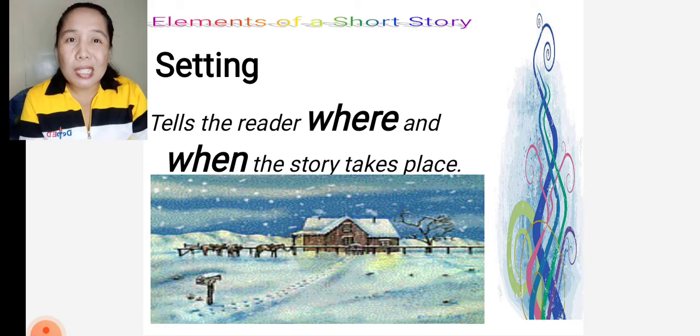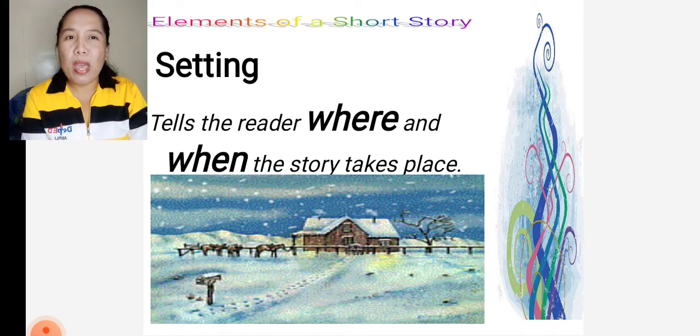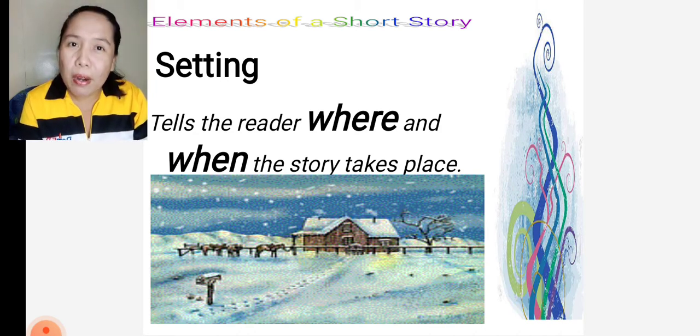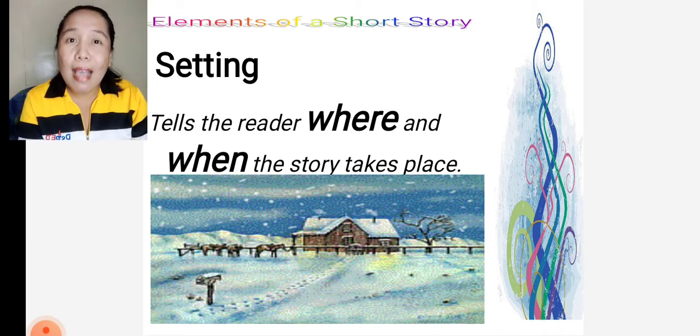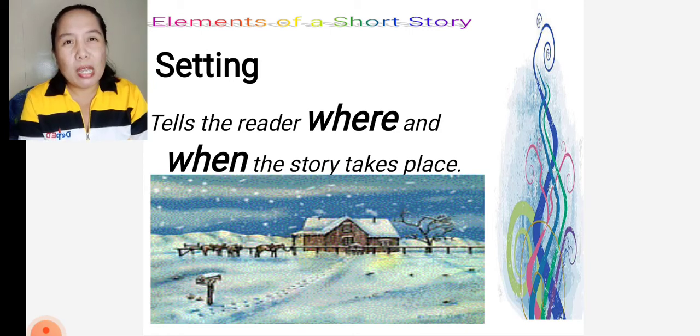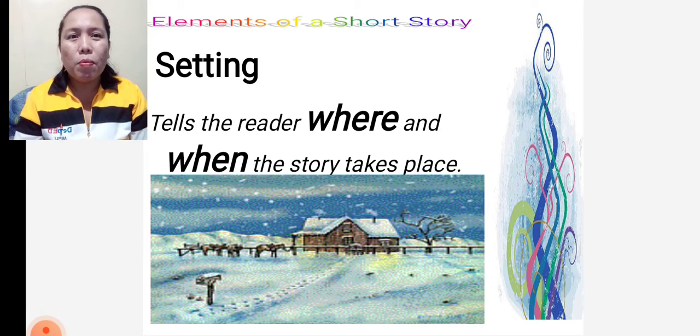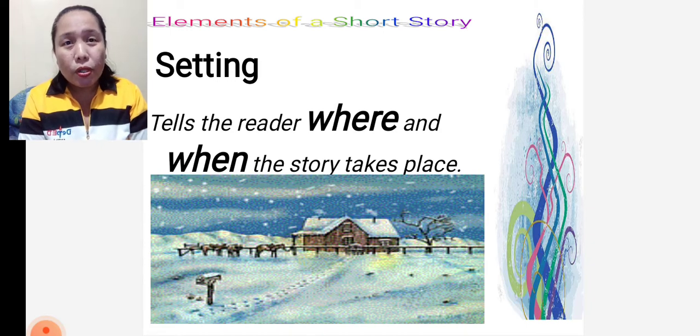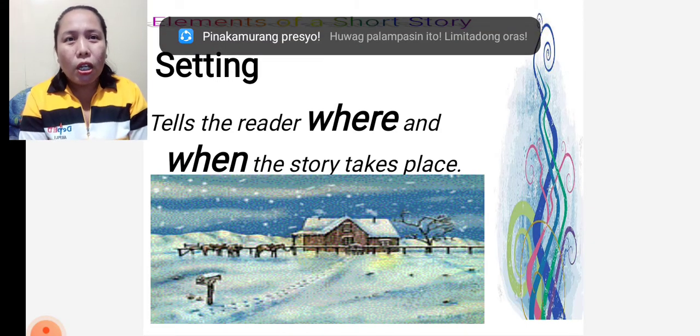When we talk about setting class, it tells the reader where and when the story takes place. Kung moingon gali ta og where, it means asa nahitabo ang story. For example, dito ba na nahitabo sa dagat? Dito ba nahitabo sa bukid? Dito ba nahitabo sa China? Or diri ba sa Philippines nahitabo ang maong story? Get nyo? Okay.